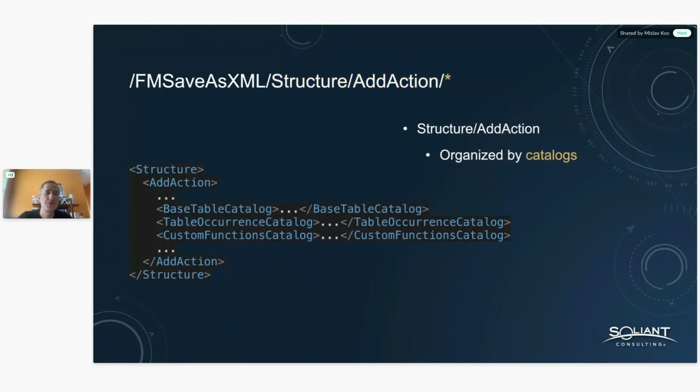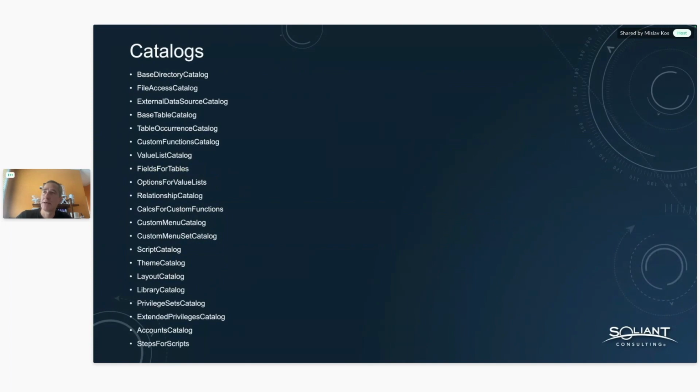And these are just the different things that go into a FileMaker file: tables, layouts, scripts, custom functions, value lists, things like that. Here's the list of all the catalogs that exist. It's not a short list, but it's also a finite list. It's about 20 objects. And so it's not too bad in terms of wrapping your head around it, just spending a little bit of time looking at it. And I think it'll be understandable to FileMaker developers.